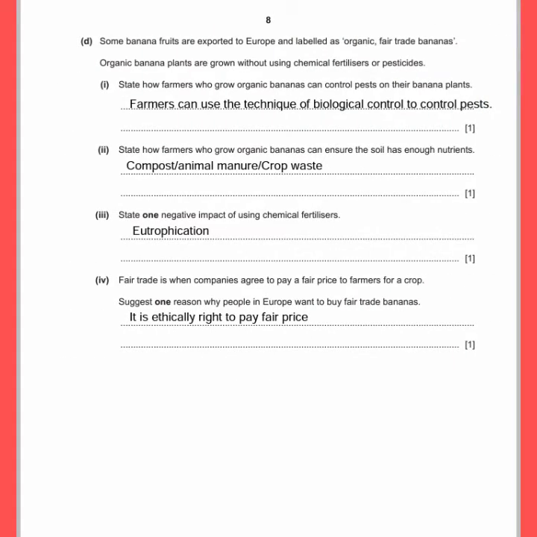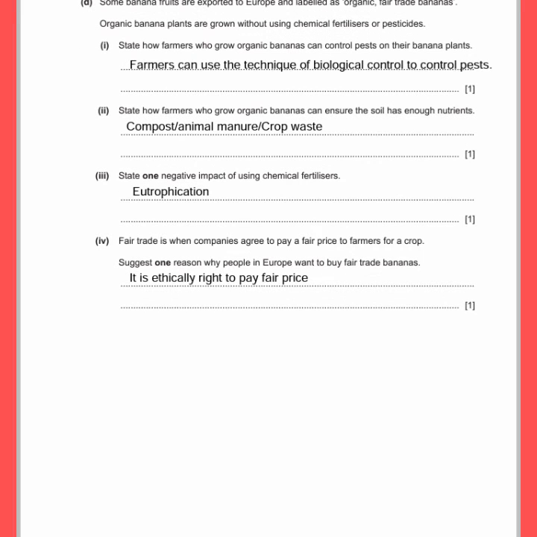Then moving on, some banana fruits are exported to Europe and labeled as organic, fair trade bananas. Okay, so why organic, why fair trade? Organic banana plants are grown without using chemical fertilizers or pesticides. State how farmers who grow organic bananas can control pests on their banana plants. They're already telling you that they are not using chemical fertilizers or pesticides, right? So according to our syllabus, we have the idea of biological control: we increase the number of an organism that will naturally control the pest.